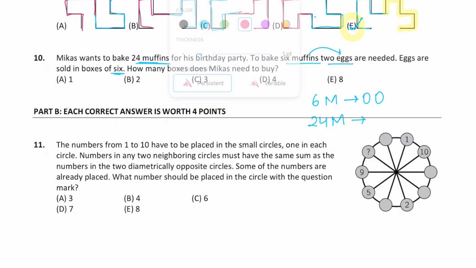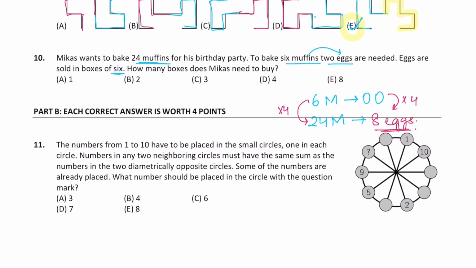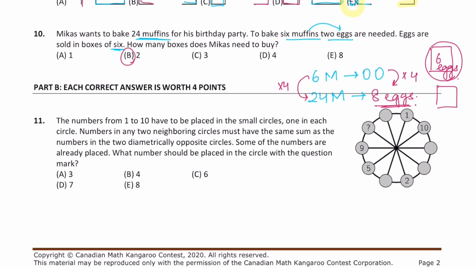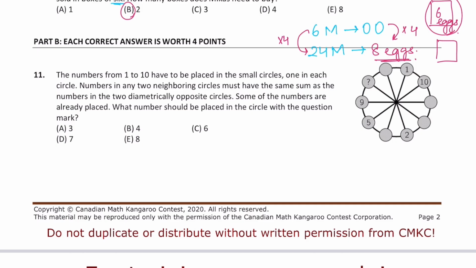That means we need to multiply 6 with 4, right? That means we had 2 eggs over here. 2 eggs will be multiplied by 4 as well, which will give me 8 eggs. I need 8 eggs, right? But one box only has 6 eggs. I need more than 6, so I'll have to buy another carton of eggs to fulfill my need. So 2 boxes of eggs are needed. Awesome.